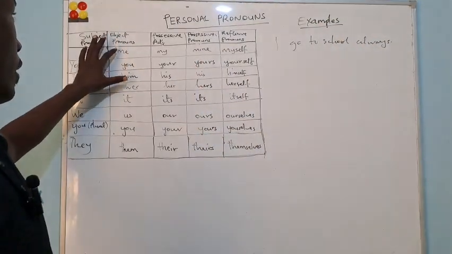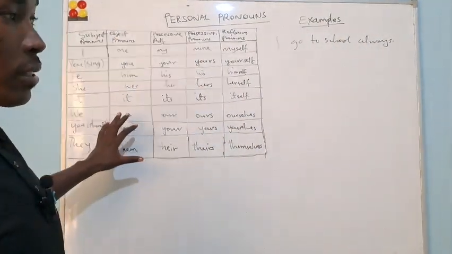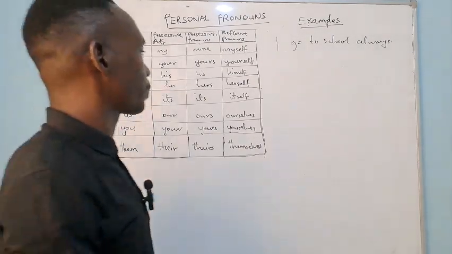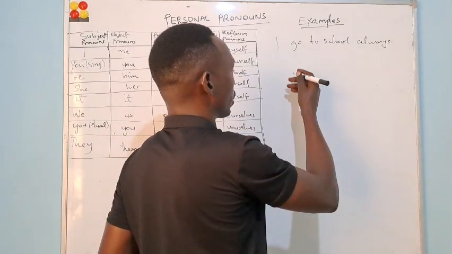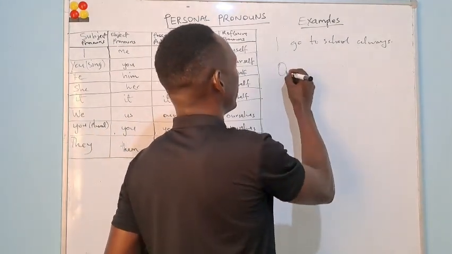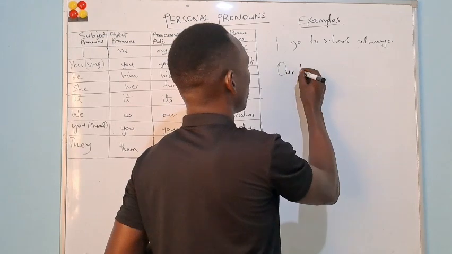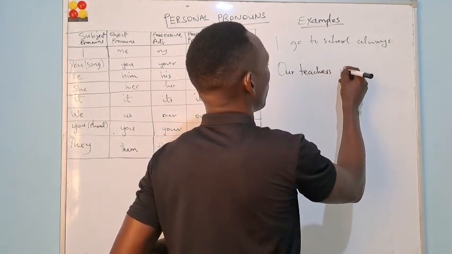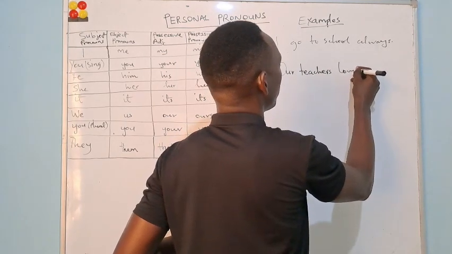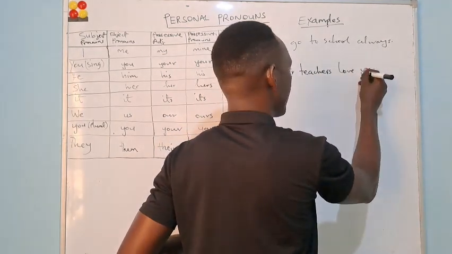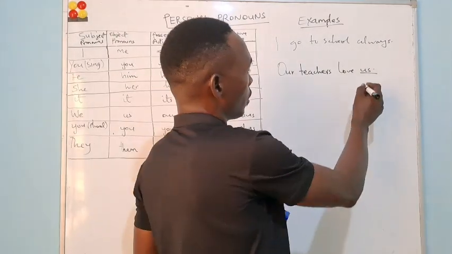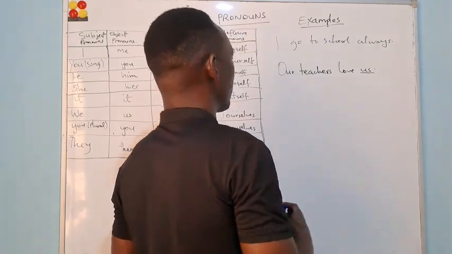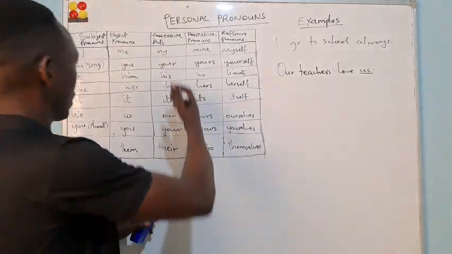Let us see the object of the sentence. We can choose one of these. Let us use this we. Okay? From this we can get, our teachers love us. So, us is the object of the sentence. Us represents we.